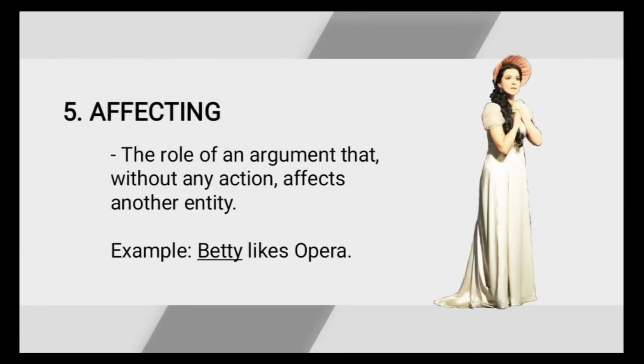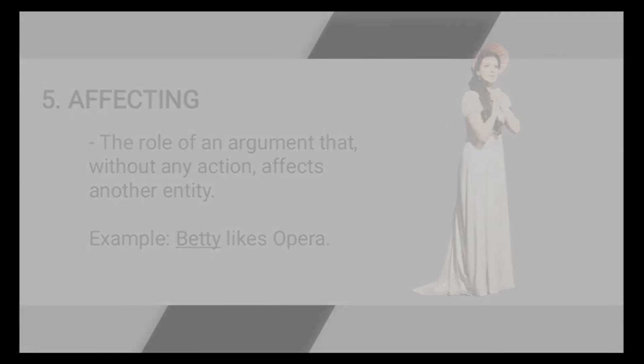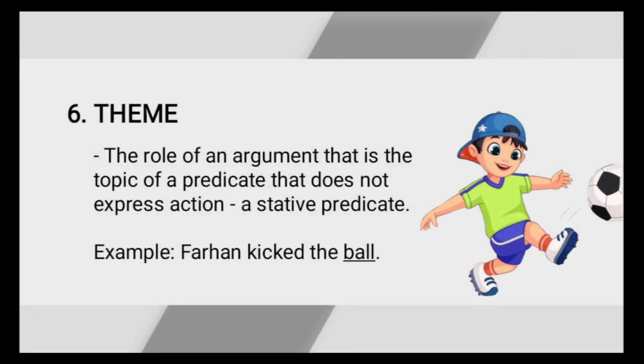Next is affecting. Affecting is the role of an argument that without any action affects another entity. For example, Betty likes opera. Theme. Theme is the role of an argument that is the topic of a predicate that does not express action, a stative predicate. It is the entity that is moved by the action or event denoted by the predicate. For example, Farhan kicked the ball. In this sentence, ball is the theme because it is affected by the action performed by Farhan.